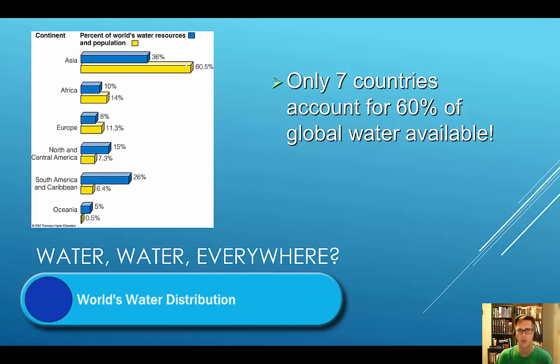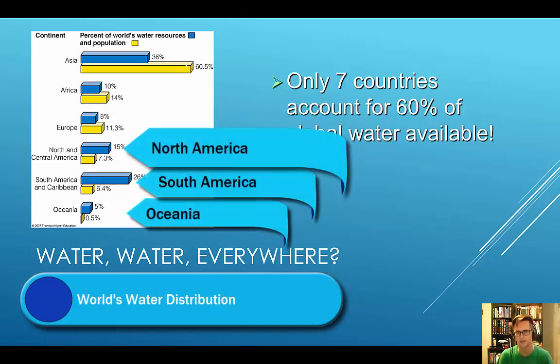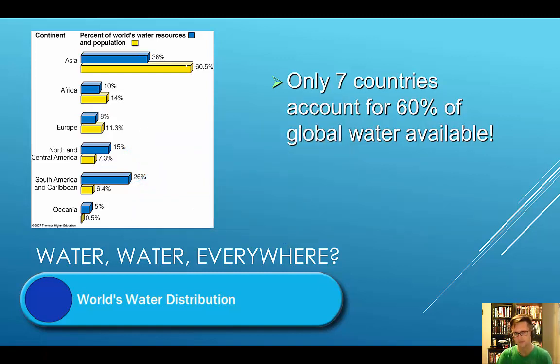And if we keep looking down, look at the areas where there's more water than people. If you said North America, South America, and Oceania, you'd be correct. Oceania is like Antarctica. Not many people live there. There's lots of water frozen in the ice. But North America and South America have the most water for their populations. So that makes up about 7 countries having about 60% of the water available. In Canada, we're very fortunate because a lot of the world's water is actually right here. But those are the only places. The rest of the world doesn't have the same access to fresh water.